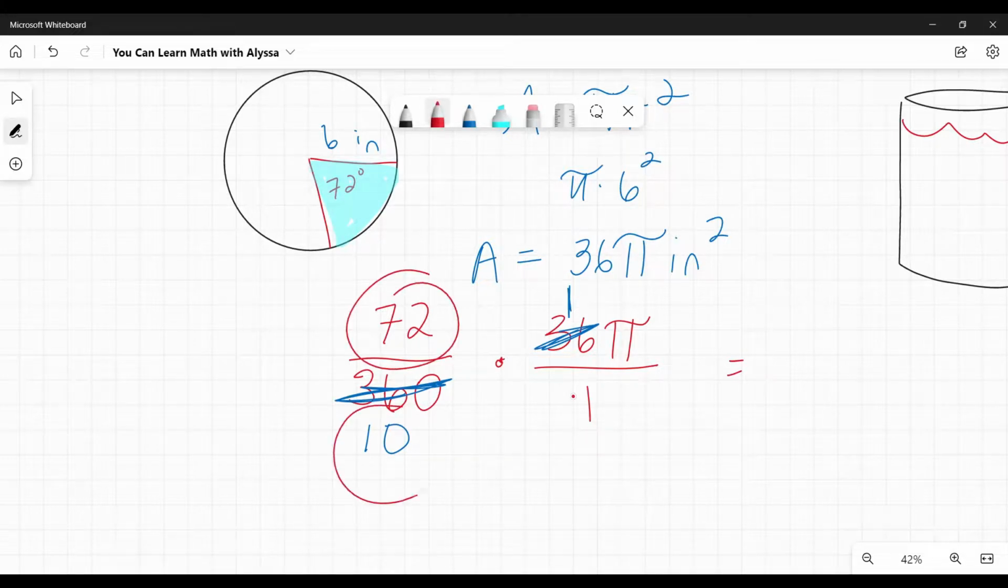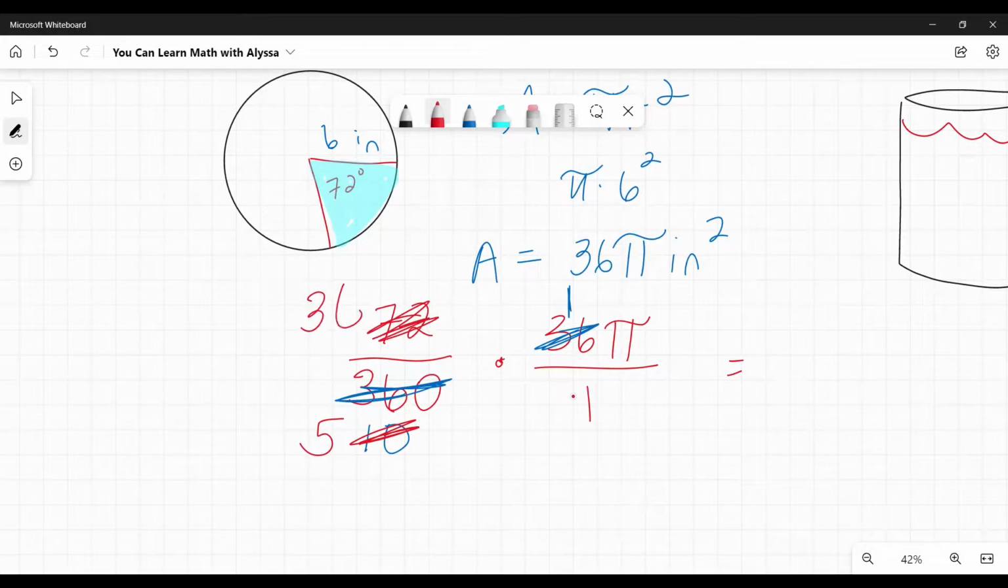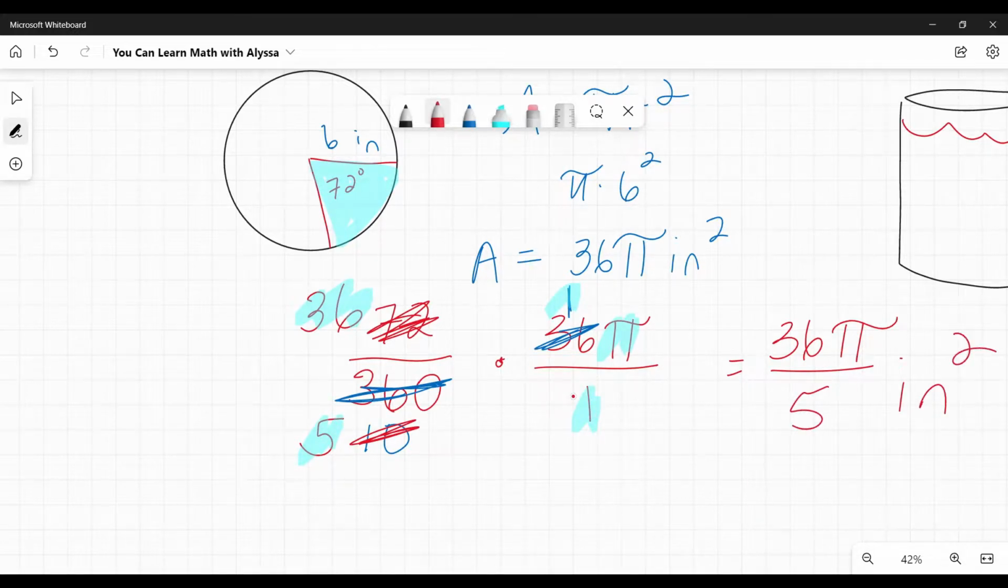But wait, 72 and 10 are both even. So I can divide them both by 2. 10 divided by 2 is 5. 72 divided by 2 is 36. Oh, that helps a lot. So now on top, I have 36 times 1 times pi, which is 36 pi. And on the bottom, I have 5 times 1, which is just 5. And that's it. That is the final answer, 36 pi over 5 inches squared.